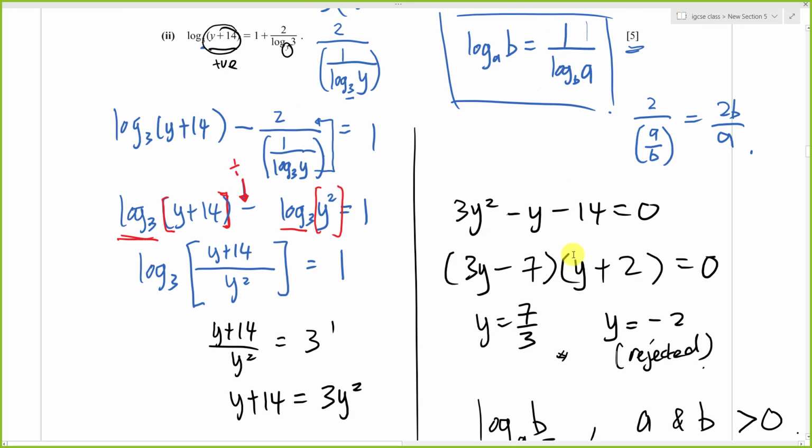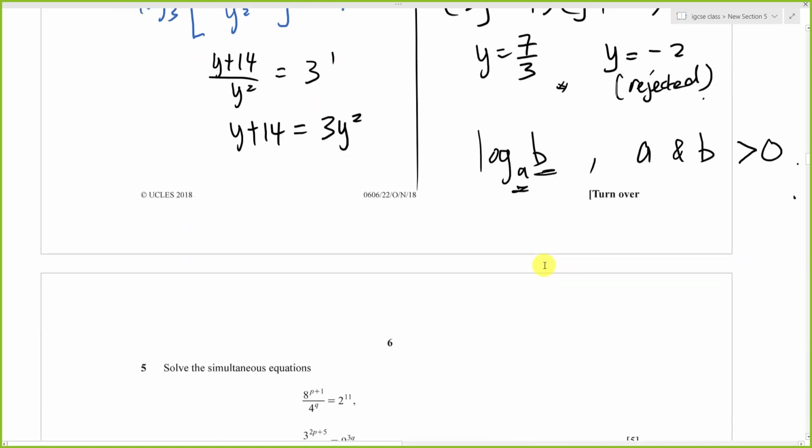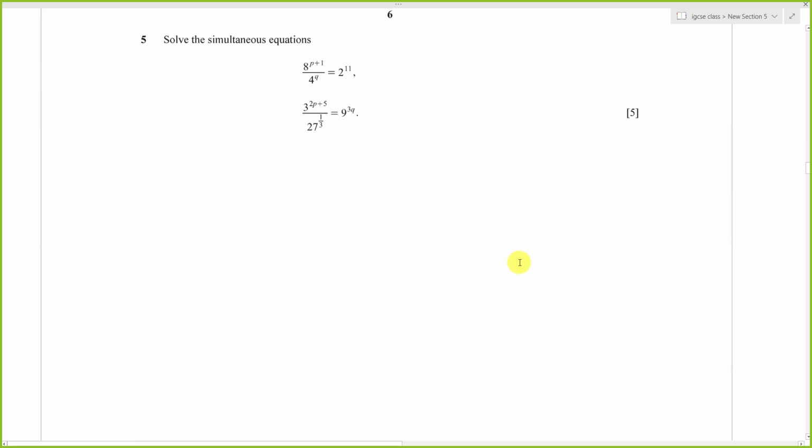Okay, for log questions, sometimes you get 2 answers or more than 2 answers. You need to check by substituting the value back into the equation to see whether you can accept the answer or not. Okay, so normally I will just pay attention at the negative answer. Alright, number 5 here. Solve the simultaneous equation.